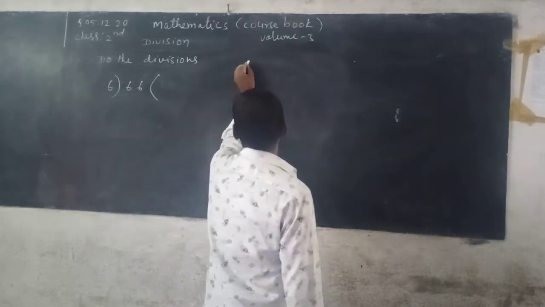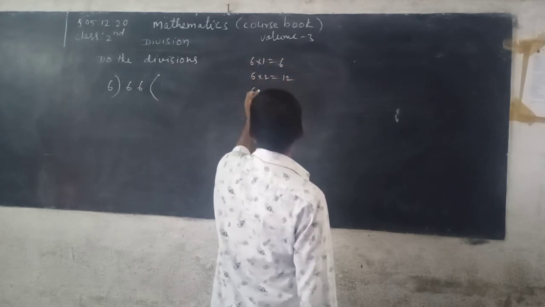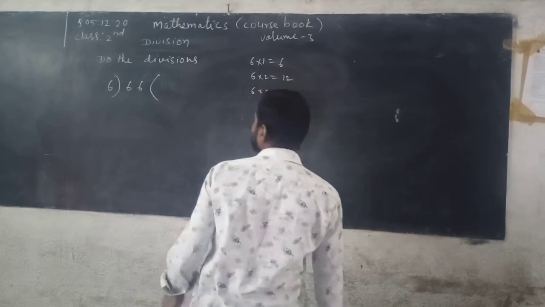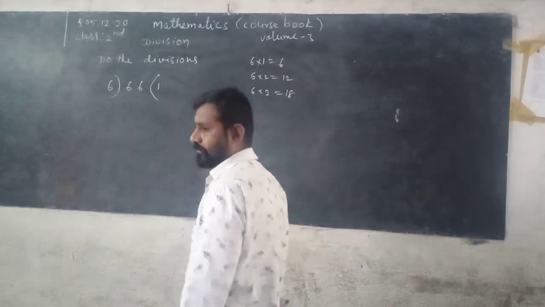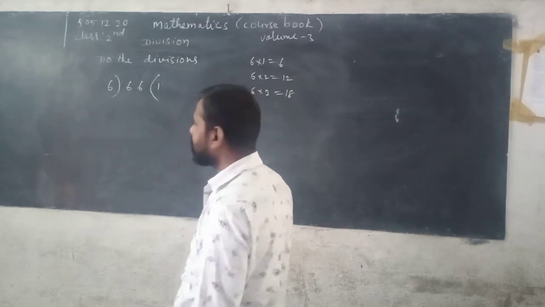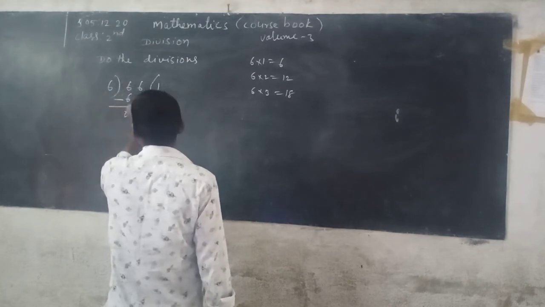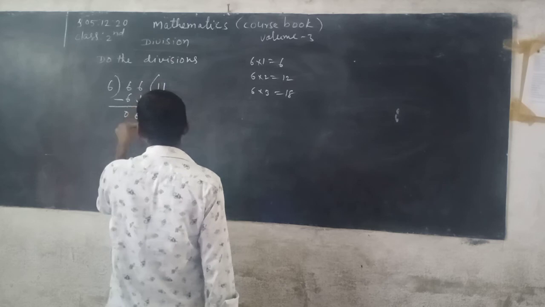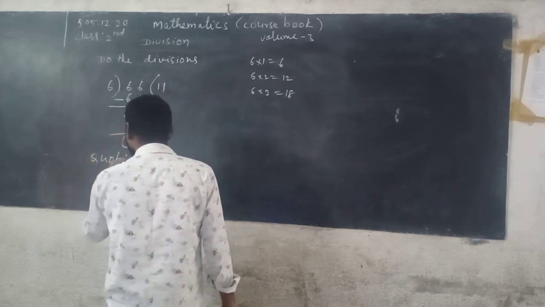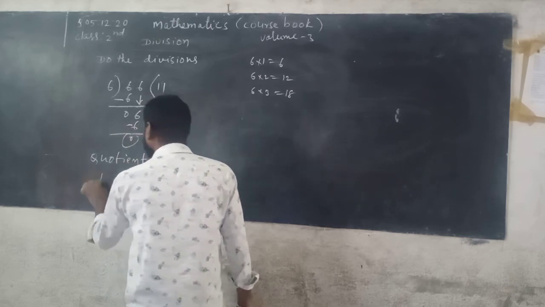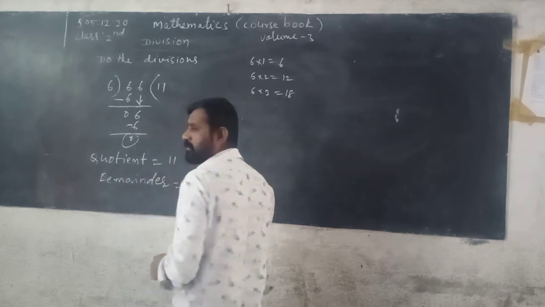Six table, better. Where is it possible then? 6 1s are 6, 6 2s are 12, 6 3s are 18. See here, 6 1s are 6. We have to take the first digit from the left side in the dividend. So 6 write down below 6. 6 minus 6, 0. Bring down 6 to the remainder. Again 6 1s are 6. 6 minus 6, 0. Quotient is equal to 11. Remainder is equal to 0.